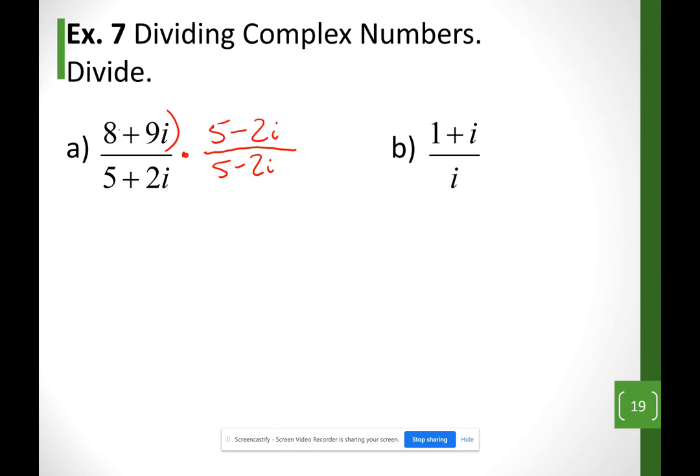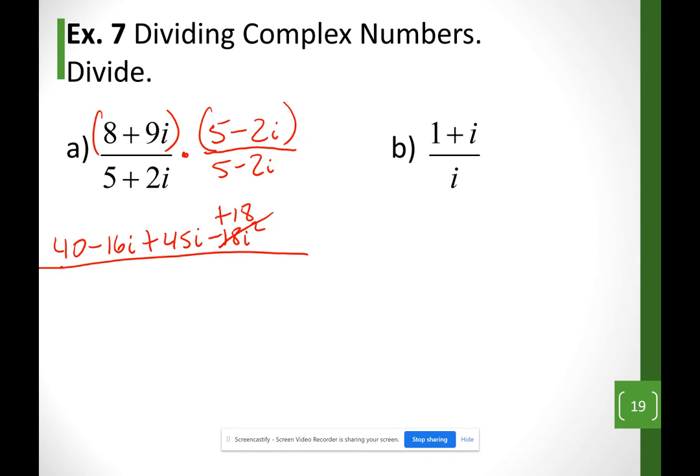Now let's take a look on the top. Let me distribute the 8 to the second parentheses. So that's going to give me 40 minus 16i. Once again, I'm just working the top. Now let me distribute the 9i. It's going to give me plus 45i minus 18i squared. Now minus 18i squared, I'm going to call that plus 18. I'll leave it at that for the moment.